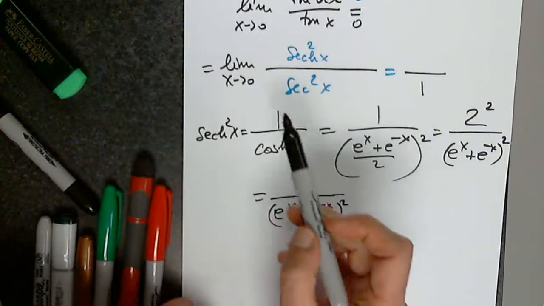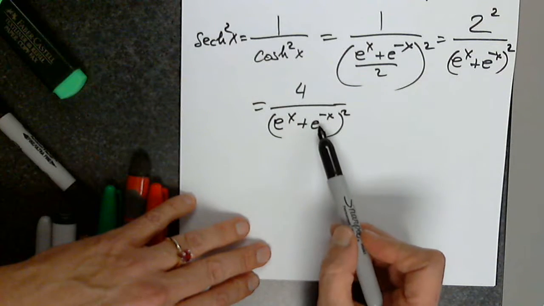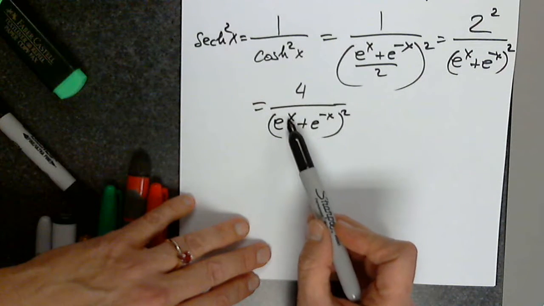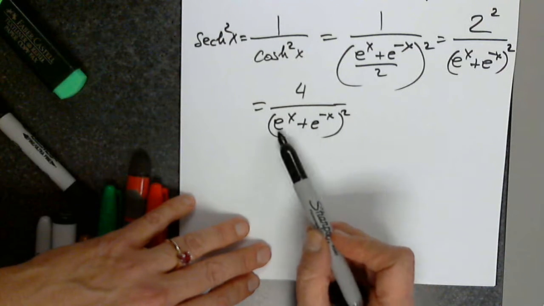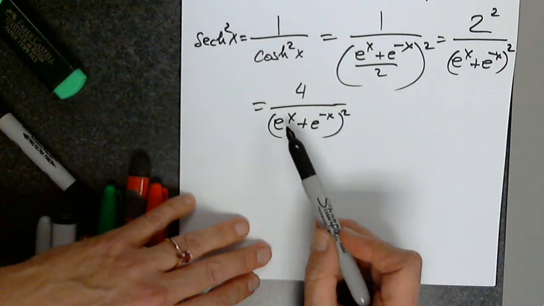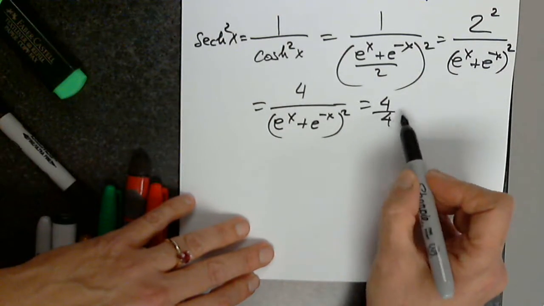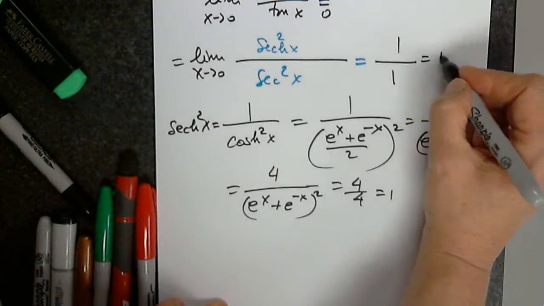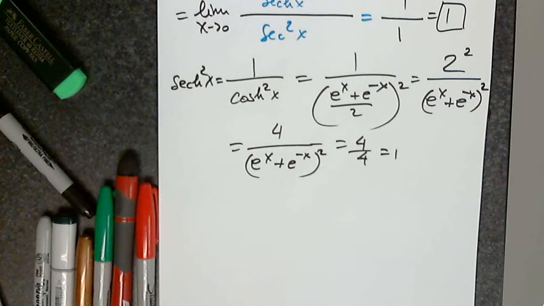Perfect. So now when x approaches 0, e to 0 is 1, e to 0 is 1. So 1 plus 1 is 2, 2 squared is 4, 4 over 4 is 1. So the top is 1, so the limit is 1. Thank you. Sorry about that.